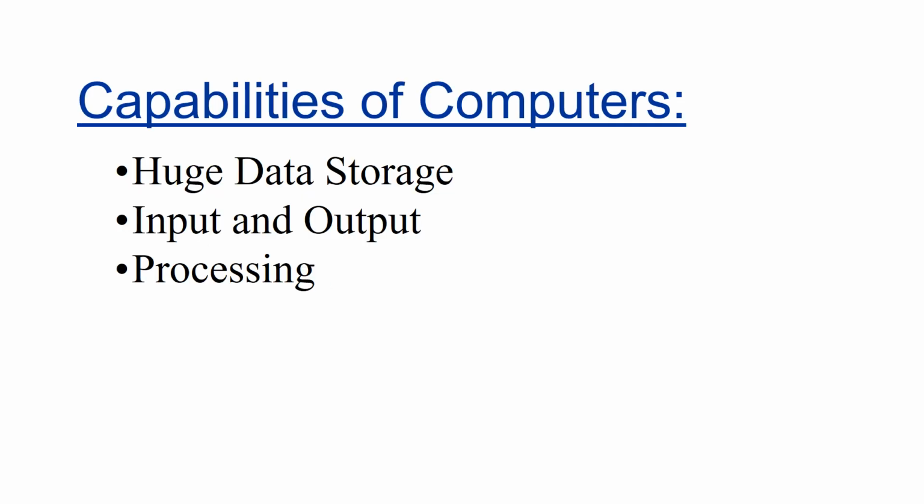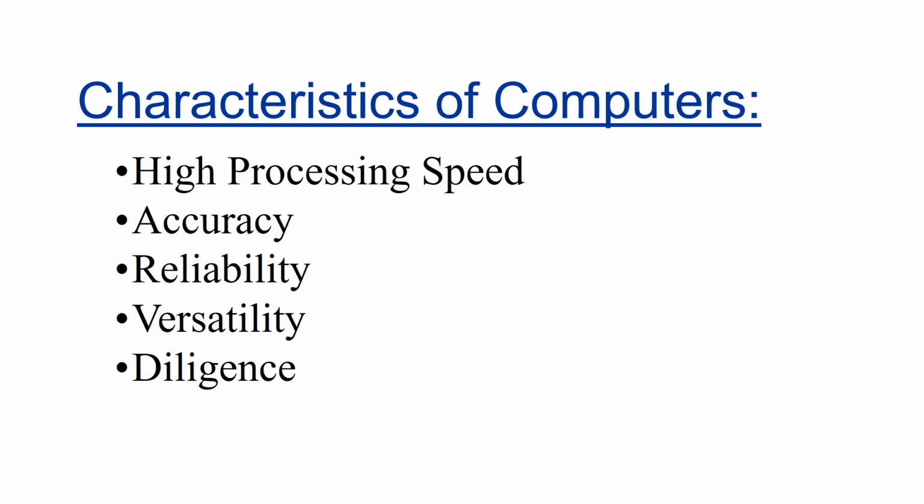Now let us see the capabilities of computers. A computer can store huge data. It can take input, process and give us the output, so it is also called processing. Coming to the characteristics of a computer, computers have high processing speed. They are accurate, reliable, versatile and they have diligence.